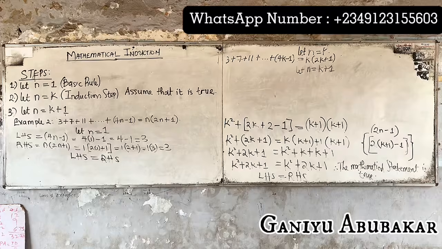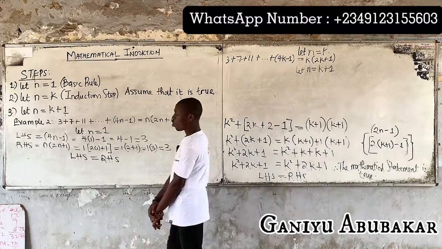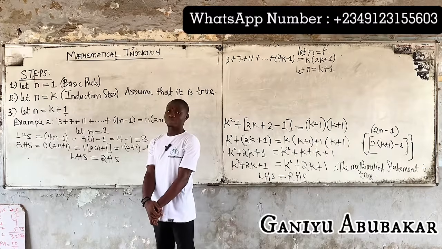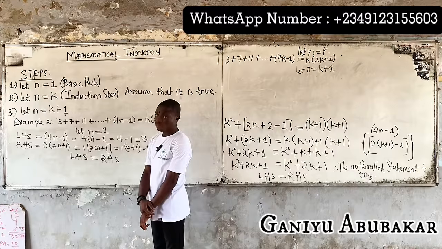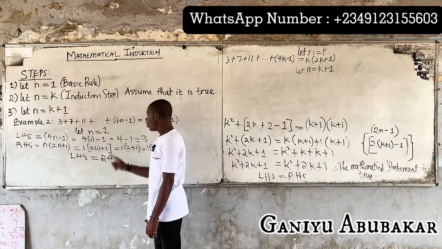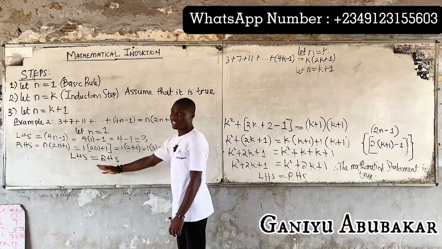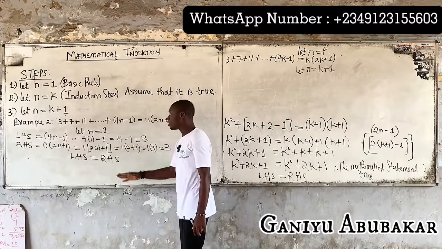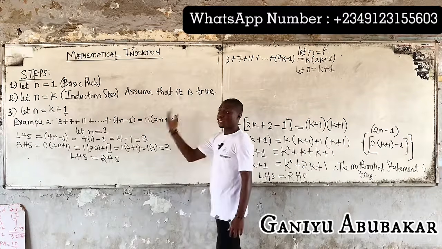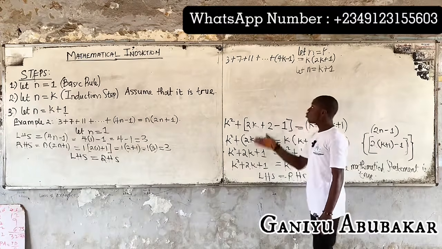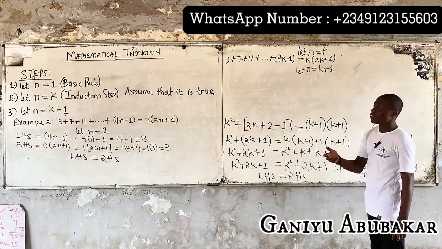First things first, when you see a question under induction, what's your first priority? You should let n be 1, which is your basic rule. Put 1 as both your left and right sides. Ensure that they are the same thing. When you are done with this, the second step says let n be k. That's your induction step. So my n now is k. I have this expression here. We said the last step is what?